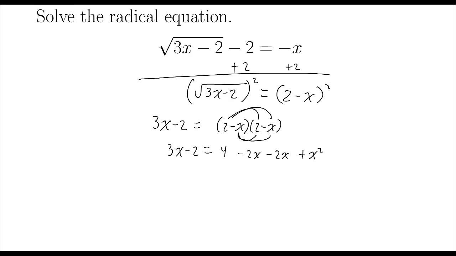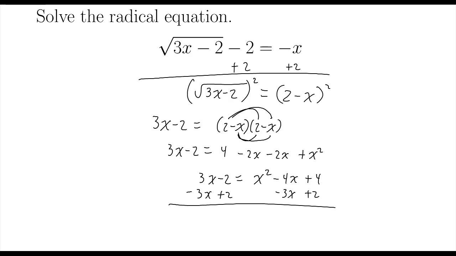Let's clean that right side up so it looks more like a regular quadratic here. X squared. These two go together, so negative 4x. And then my constant is positive 4. Okay, so there's my quadratic. Since it's a quadratic, let's get it all equal to 0. I'm going to subtract 3x from both sides and add 2 to both sides. So I'm left with x squared minus 7x plus 6.